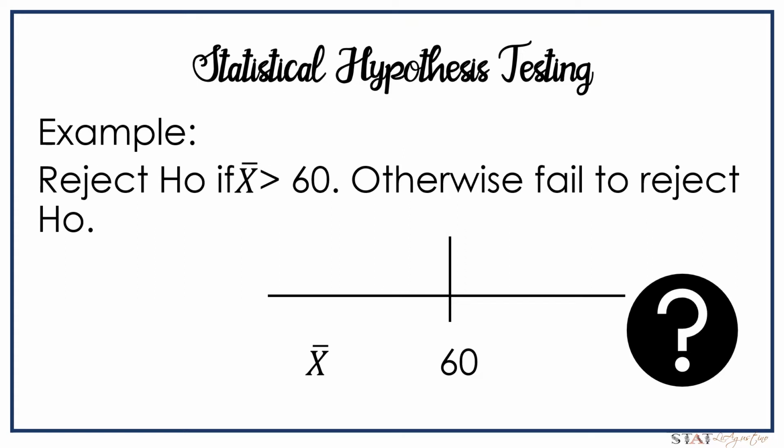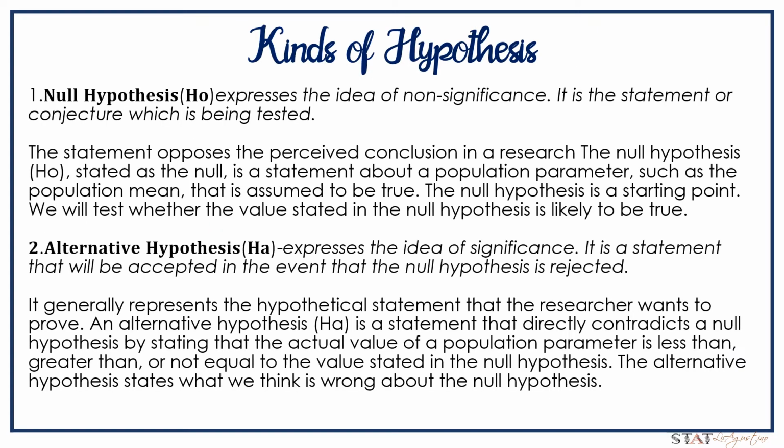For example, we have this decision rule: reject H0 if X bar, or the mean, is greater than 60. Otherwise, fail to reject H0, or the null hypothesis. This is an example of statistical hypothesis testing. You need to have a basis for you to arrive at a statistical decision. But we will discuss it further.